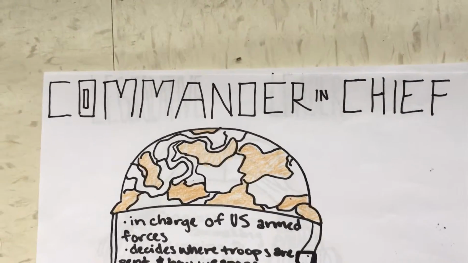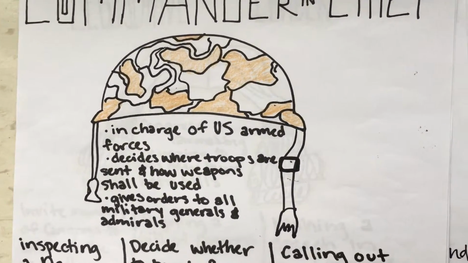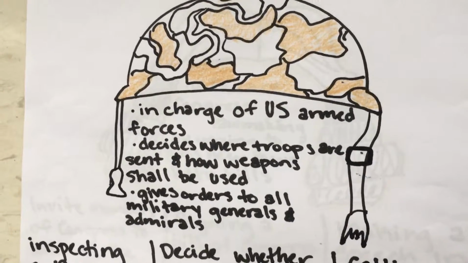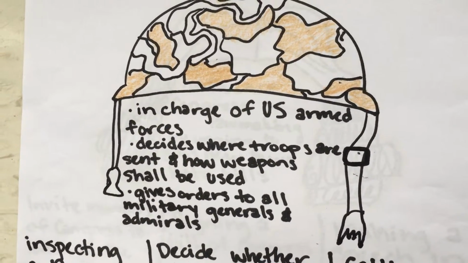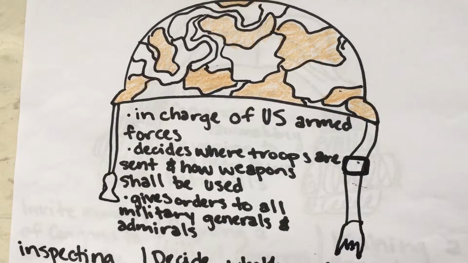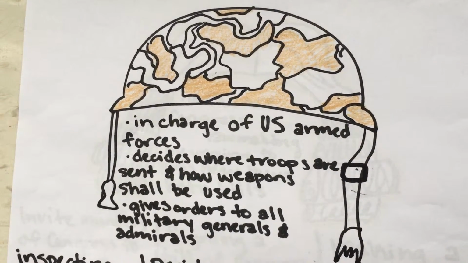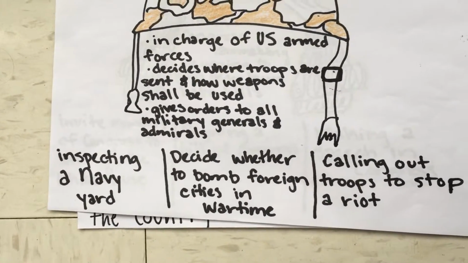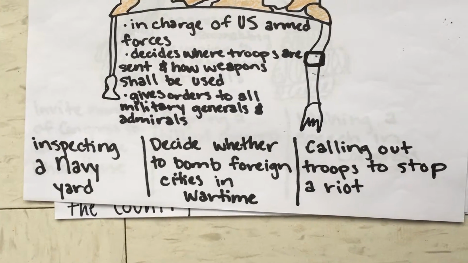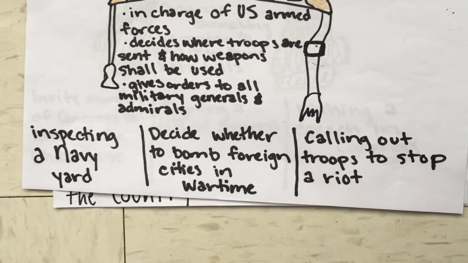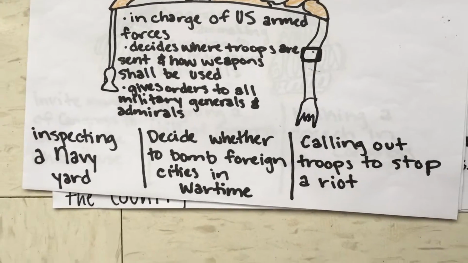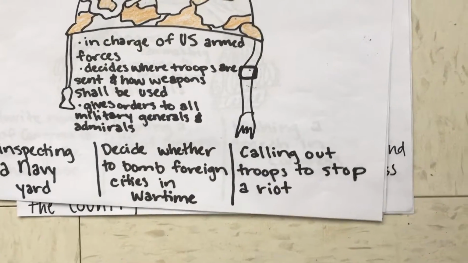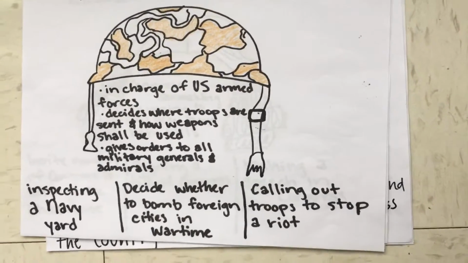The president is also the commander-in-chief, and in being so, he wears the army helmet of commander-in-chief. In doing this, he is in charge of the U.S. Armed Forces. He decides where and when troops are sent and how many weapons they shall use. He also gives orders to all military generals and admirals. This does not mean that he declares war. That is Congress's job. So in doing this job, the president inspects a navy yard, just one. He decides whether to bomb foreign cities in wartime, and he calls out troops to stop a riot.